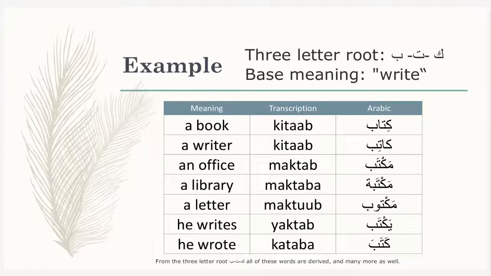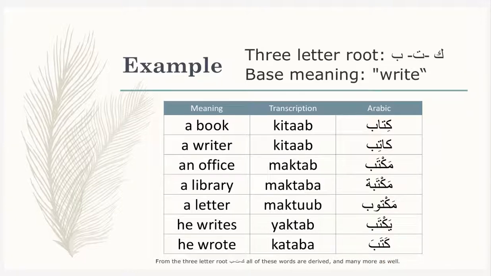Now, if you notice, all of these words have the letters kaf, ta, and ba, right? So here are the letters, and these letters are in all the words that appear here. Similarly, maktaba, which is a library, maktub, which is a letter, yaktab, which means he writes, katab, which means he wrote. So as you notice, it's the same three letters that come again and again, right? But the way they are used, and the words before them and after them, make a difference in the meaning of what the words really mean.